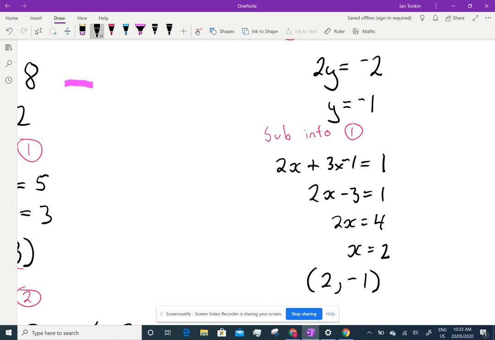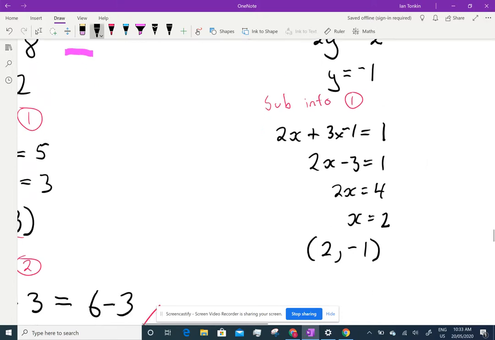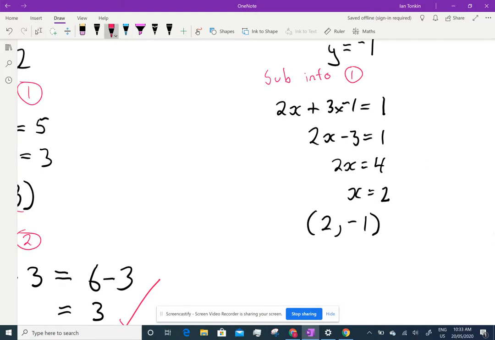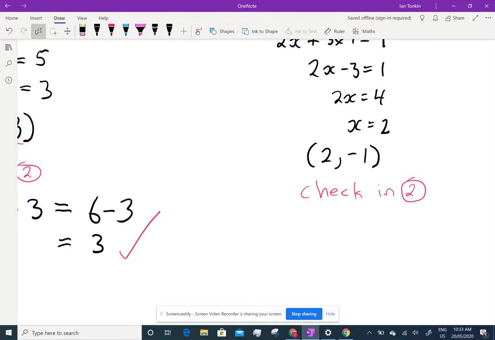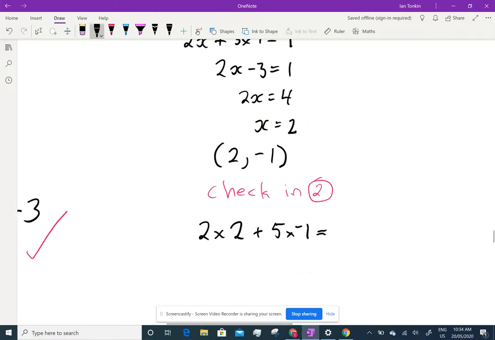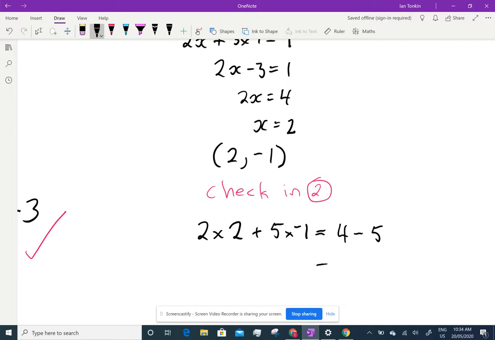But I may have made a mistake. It's very common. You can make a mistake quite easily. So I'm going to check. Now, because I got the x value from equation number 1, I must check in the other equation. So I'm going to check in 2. And equation number 2 was 2x plus 5y equals negative 1. So 2 times x plus 5 times negative 1, what does that equal? 4 minus 5 equals negative 1, which was the correct value. So I know my answer is right.